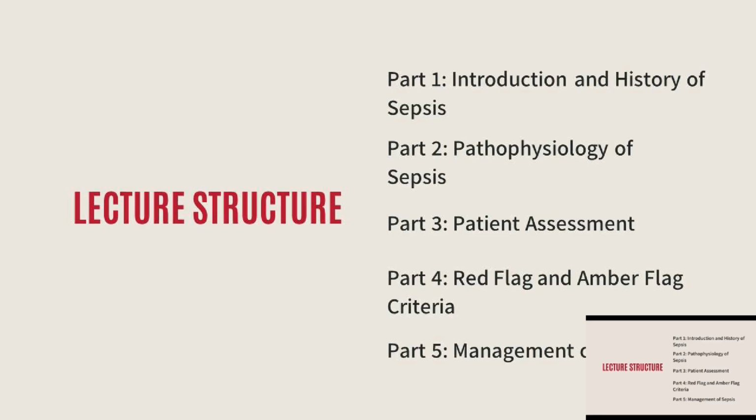So we're going to split this lecture into 5 parts. The first part, I'm going to introduce sepsis and the history of sepsis. The second part, we'll be speaking about the pathophysiology of sepsis and what essentially happens when a patient has sepsis. The third part, we'll be focusing on the patient assessment. So how do we assess and categorize patients that are higher risk of having sepsis? And then in the fourth part, we'll speak about red flag sepsis and amber flag criteria. And in the fifth part, we'll speak about the management of sepsis.